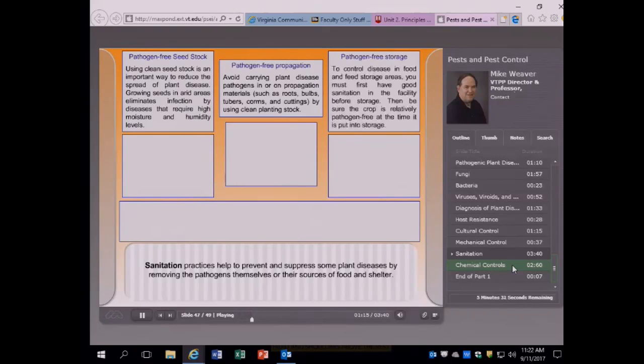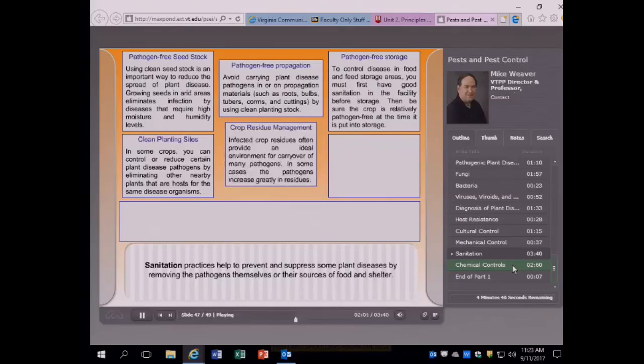Pathogen-free storage. To control disease in food and feed storage areas, you must first have good sanitation in the facility before storage. Then be sure the crop is relatively pathogen-free at the time it is put into storage. Clean planting sites. In some crops, you can control or reduce certain plant disease pathogens by eliminating other nearby plants that are hosts for the same disease organisms. These may be plants that harbor the pathogens, such as weeds around field borders, ditch banks, and hedgerows, or plants the organism requires for one stage of its life cycle. An apple grower, for example, can control cedar apple rust by eliminating nearby cedar or juniper trees.